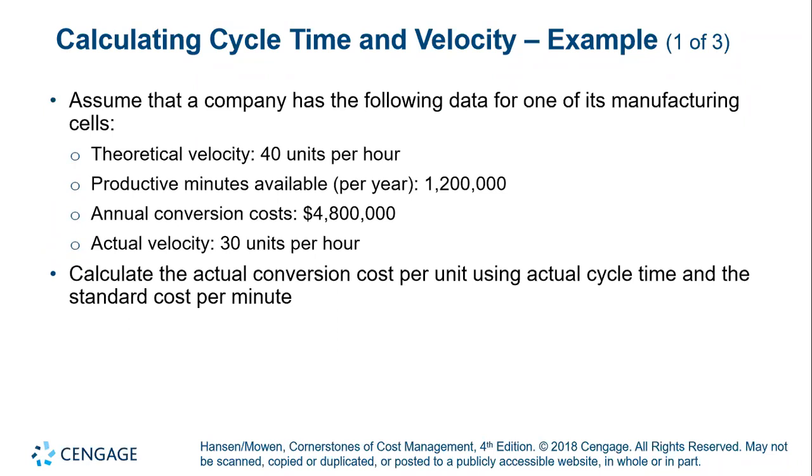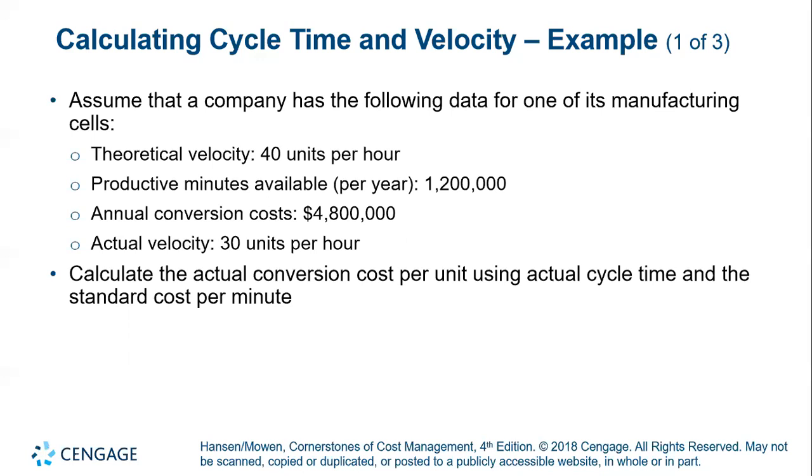Assume that the company has the following data for one of its manufacturing cells. Theoretical velocity, 40 units per hour. Productive minutes available per year, 1.2 million. Annual conversion cost, $4.8 million. Actual velocity, 30 units per hour. Calculate the actual conversion cost per unit using actual cycle time and the standard cost per minute.